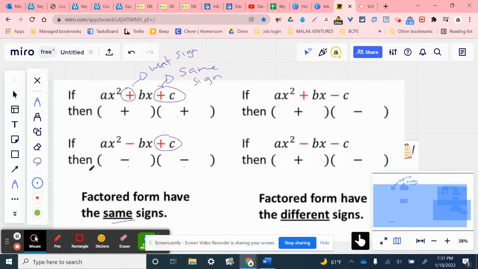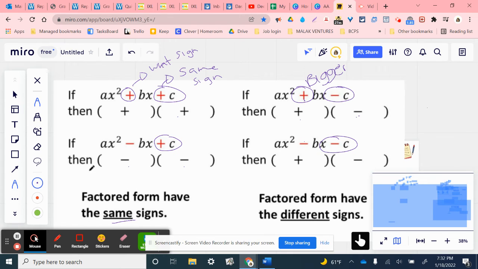Okay. And then let's look at when it's negative. That means that inside the parentheses should be two different signs. Okay. When C is negative, inside the parentheses, you should have different signs. And then this sign tells you what the bigger number should be. So if you have 2 and 3, then 3 is your bigger number, and it should be positive because this sign is positive.